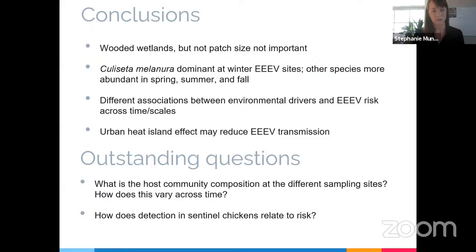So some of the outstanding questions: I'd be interested to see how host community composition changes over time at these sites, and how sentinel chicken detection relates to human risk. During this study period, there were about 15 instances of horse cases, and all of those were occurring when there was sentinel chicken activity, but then there's often sentinel chicken activity in times when there aren't horse cases. So it must be some kind of human behavior that drives that risk to the point of spillover.